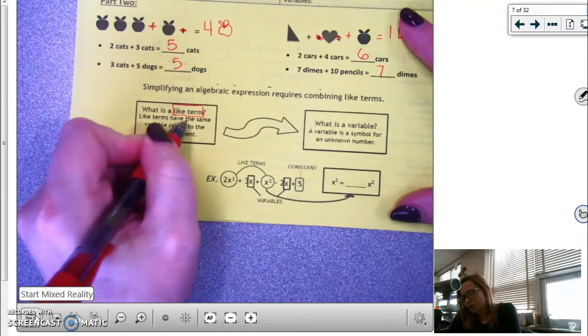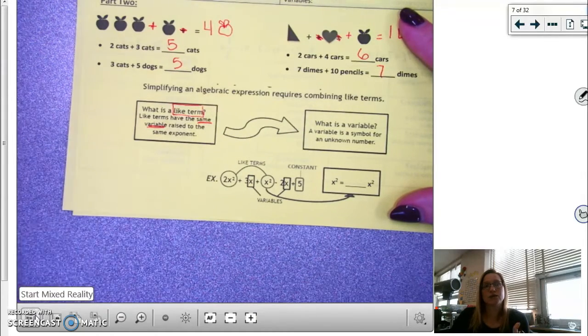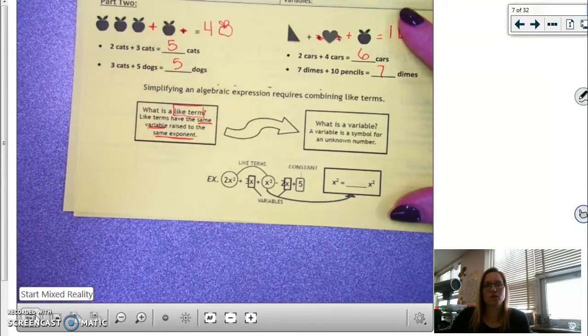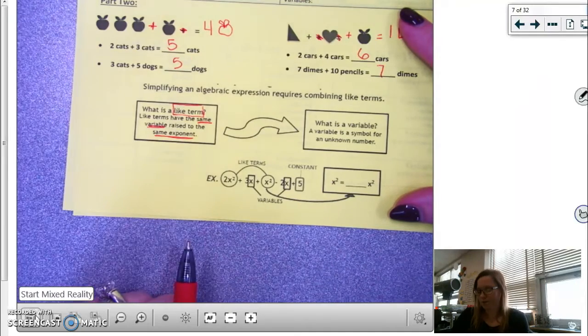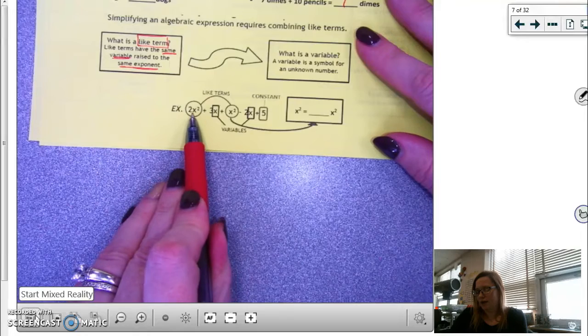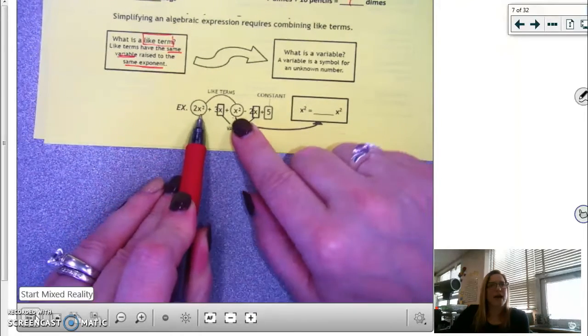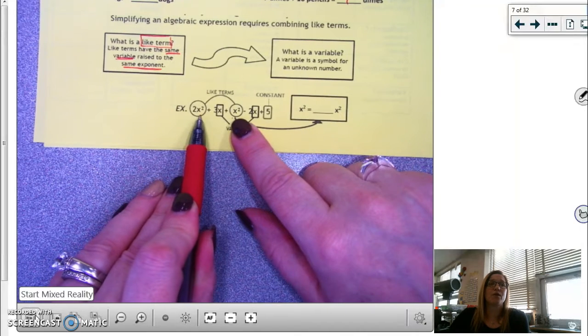Number 1, do they have the same variable? So x goes with other x's, y's go with other y's, and the same exponent. So x squares go with x squares, y squares go with y squares. If you look at the example down below, you can see that I have an x squared here and an x squared there, and I can actually combine those. They would be considered like terms, and I'm going to show you real soon how to combine.